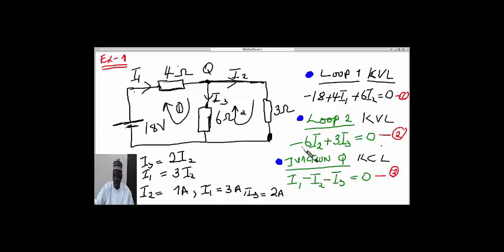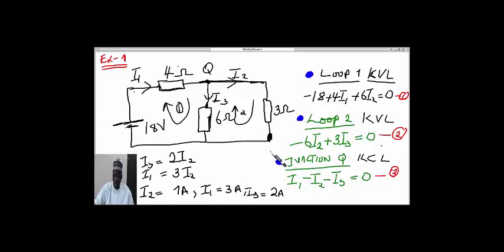Kirchhoff's current law is about a junction. So I'm considering junction Q. At this junction, the algebraic sum of current is going to be 0. Algebraic means that if I assume coming current to be positive, then leaving current will be negative. Now I'm considering coming to the junction positive. Therefore, my I1 is coming to the junction, so it is positive I1. But my I2 is leaving and I3 is leaving, so they are negative. So this sum must be 0. This is my case here.